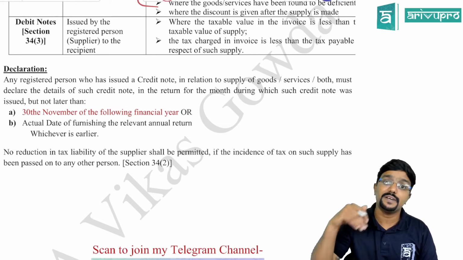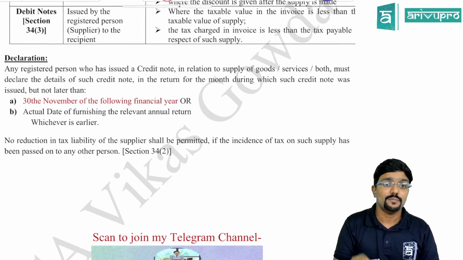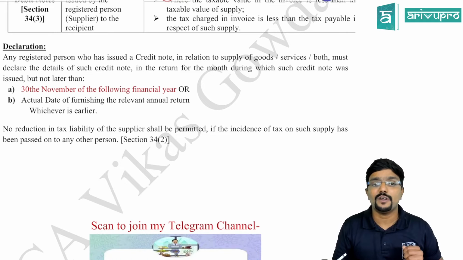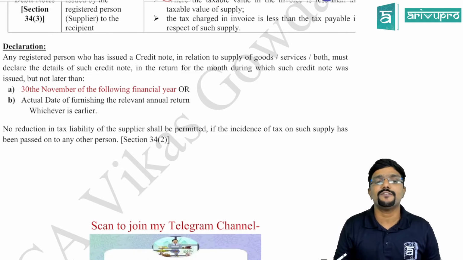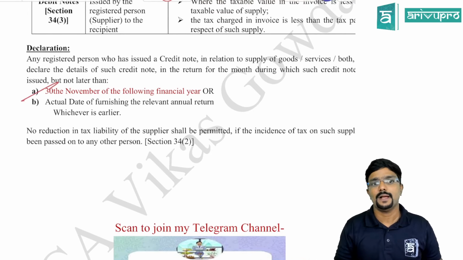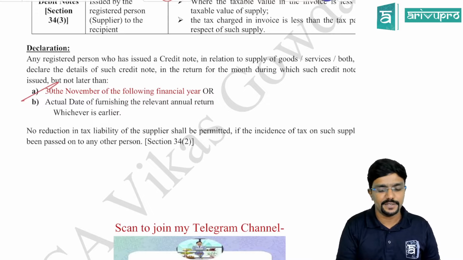But you can also give it later. When is it? But not later than, within what time? 30th November of the following financial year, or the actual date of furnishing the relevant annual return, whichever is earlier. So the amendment is with respect to point A, guys. Amendment is with respect to point A.